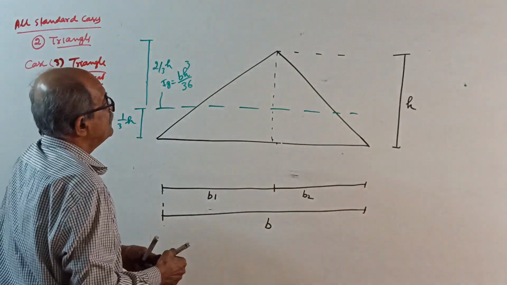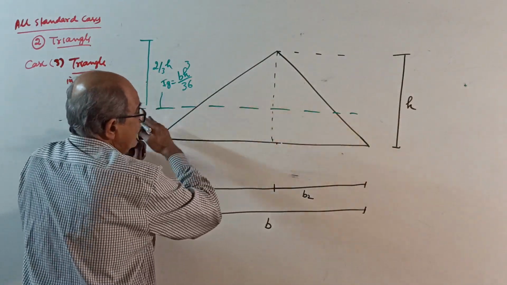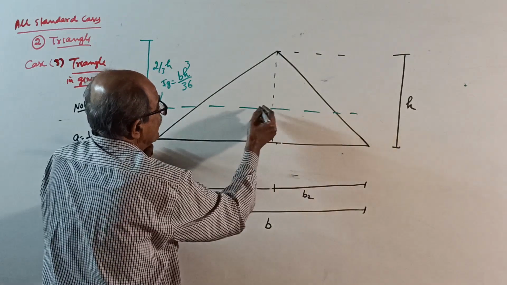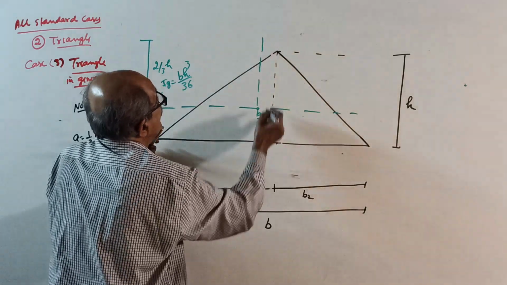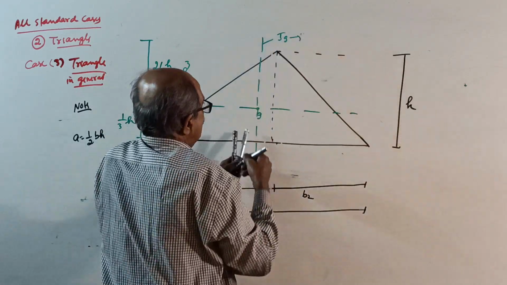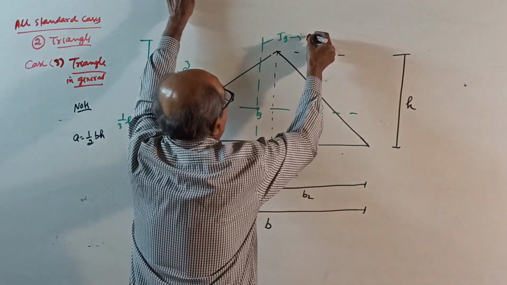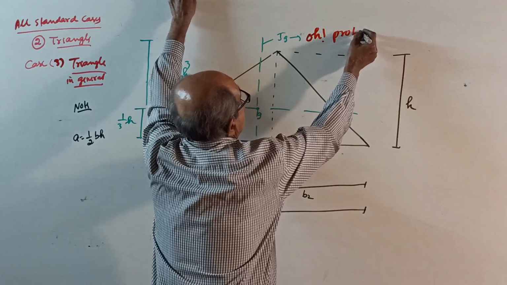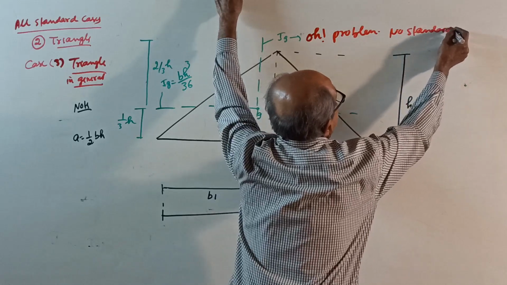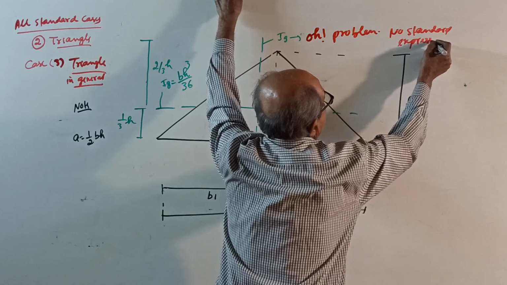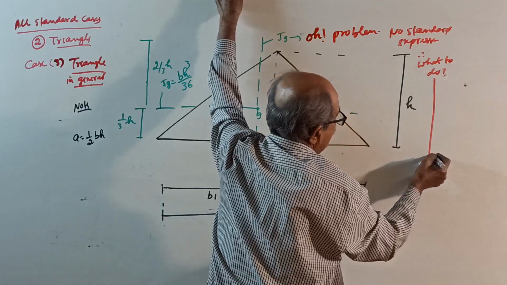So far no problem. But for the other axis through the centroid, there is no symmetry here. The centroid will always be on the side where the length is more. It can be that side also. Somewhere here, this is the centroid. Now, when you want I about this axis, this IG is, oh, problem. Note, problem. Means no standard expression. Therefore, what to do? There is no other way.